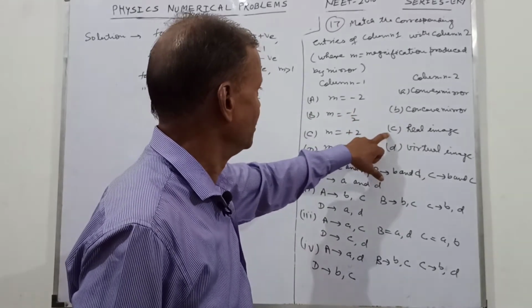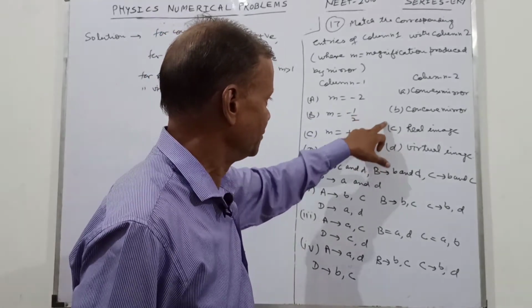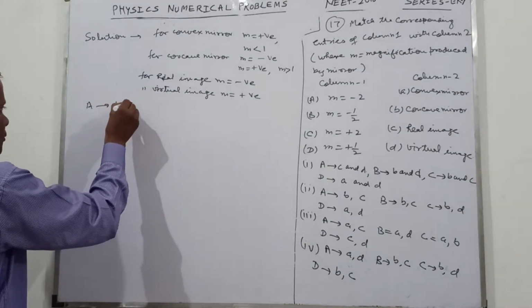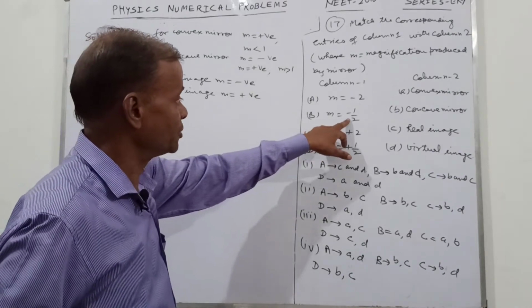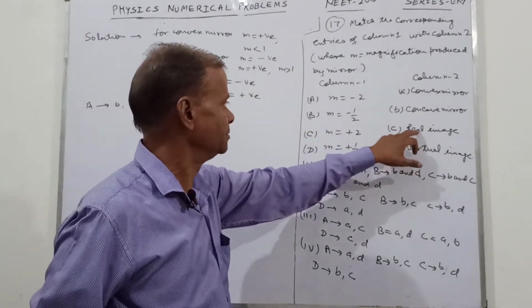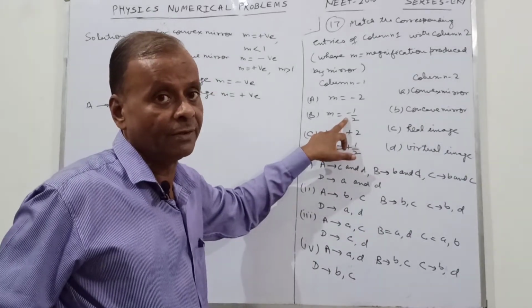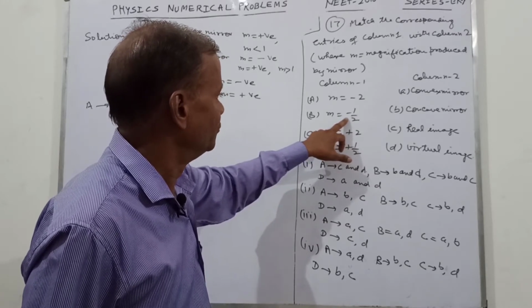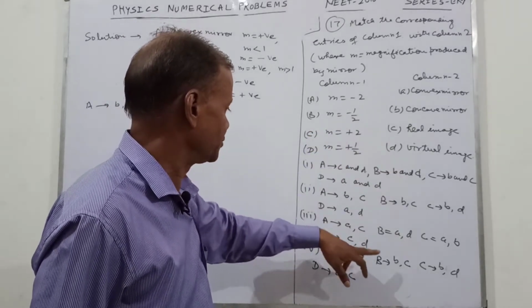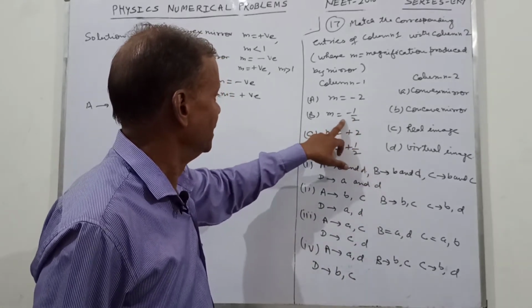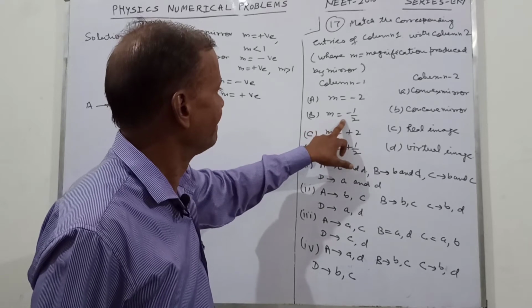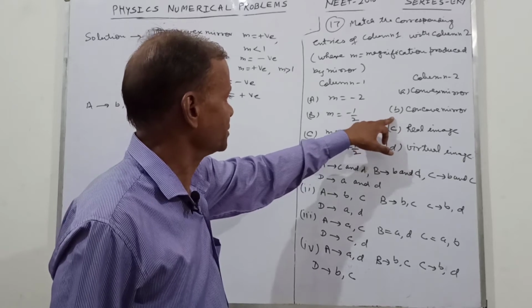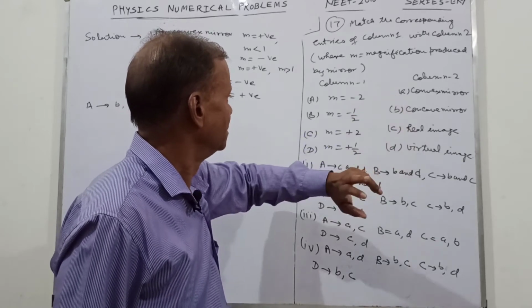This is now C. So now for A, we are having B and C. For A, B and C. This is now minus 1 by 2, then this is not real. This is correct, but this is less than 1. Less than 1, then definitely this is a real image. In concave this is always greater than 1, and in convex this is always less than 1 for real.